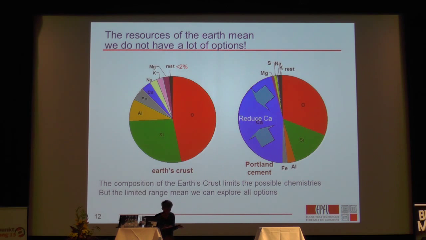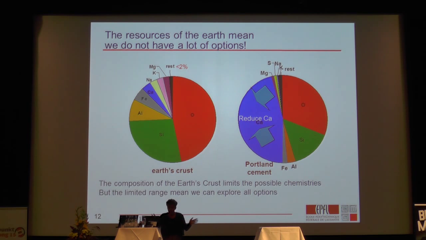Now, if we want to change this chemistry, we're quite limited in the options we have by the composition of the Earth's crust. And for me, it's always staggering to realize that only 8 elements, that's to say oxygen, silicon, aluminium, iron, calcium, sodium, potassium, magnesium, make up more than 98% of the Earth's crust. So this all comes from the way stars burn, and so there's nothing we can do about it.